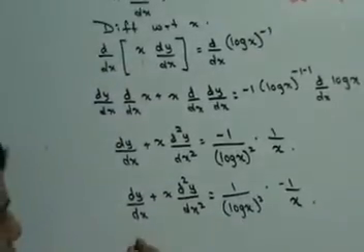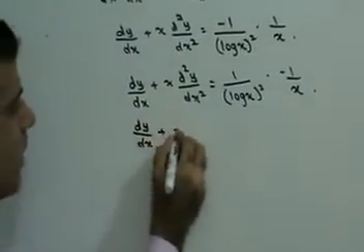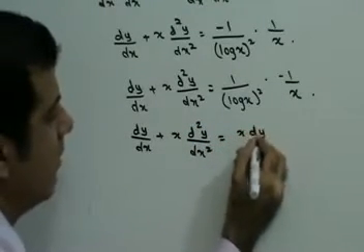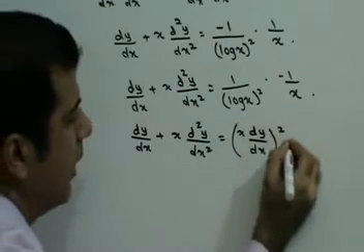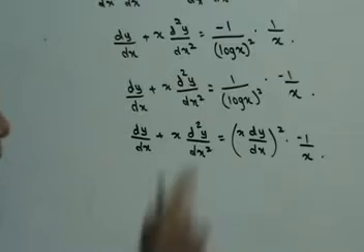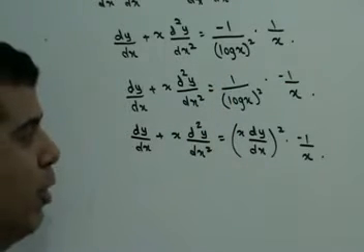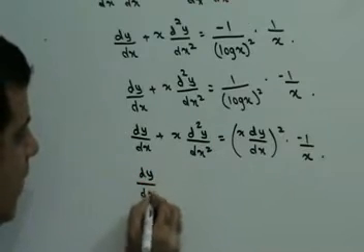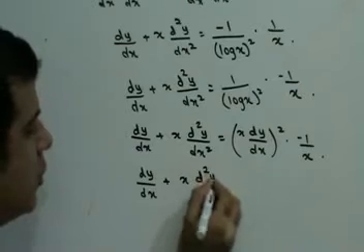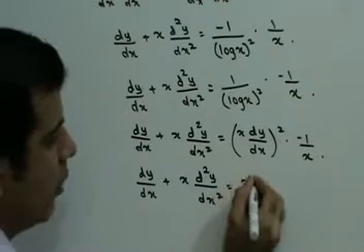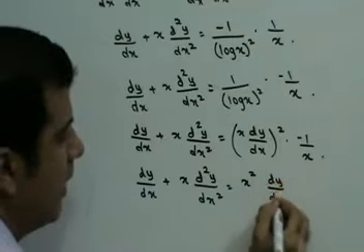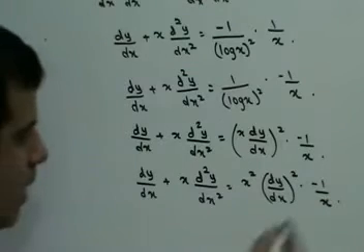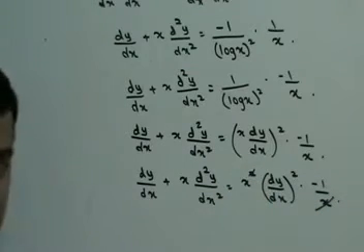I'm going to substitute. So you will get dy by dx plus x d square y by dx square is equal to x dy by dx, the whole square, into minus 1 upon x. What did I do here, people? I substituted 1 upon log x the whole square as x dy by dx the whole square. So you will get dy by dx plus x d square y by dx square is equal to x square dy by dx the whole square into minus 1 upon x. X and x square gets cancelled.